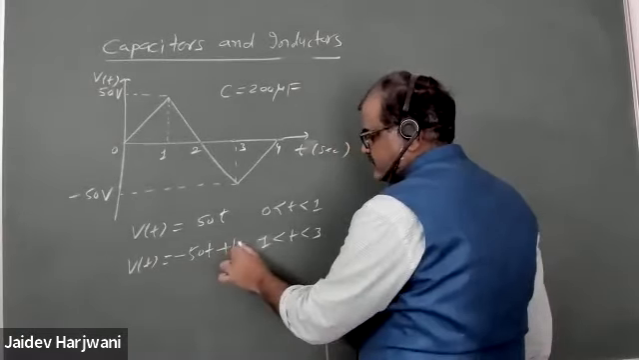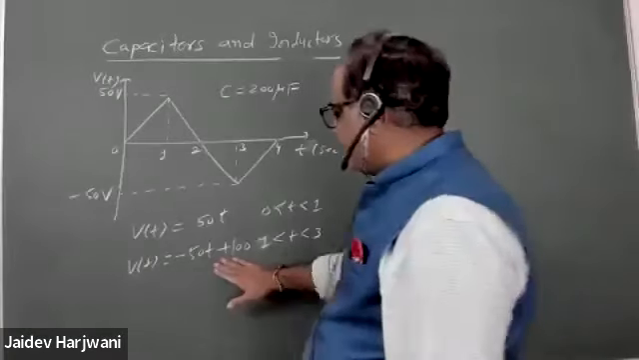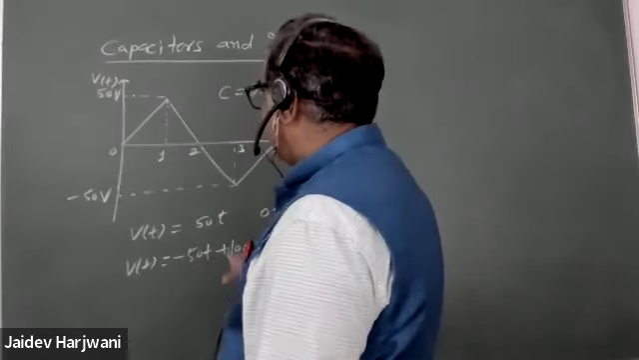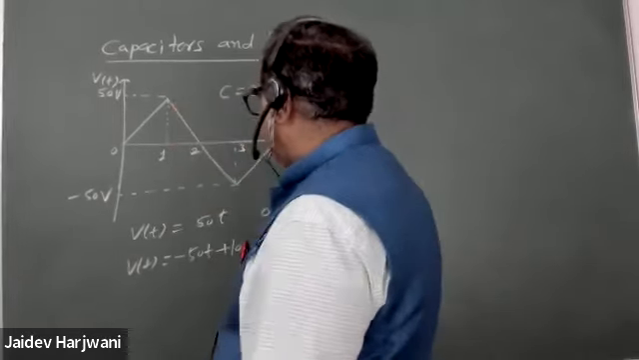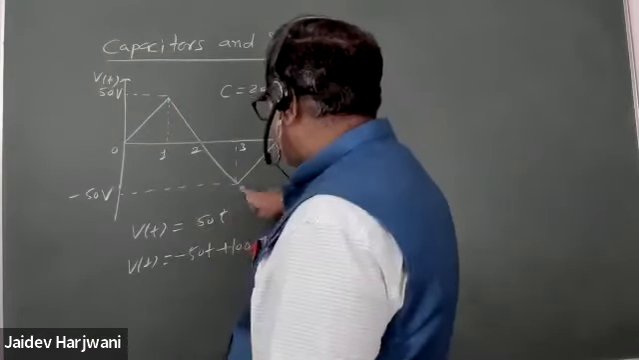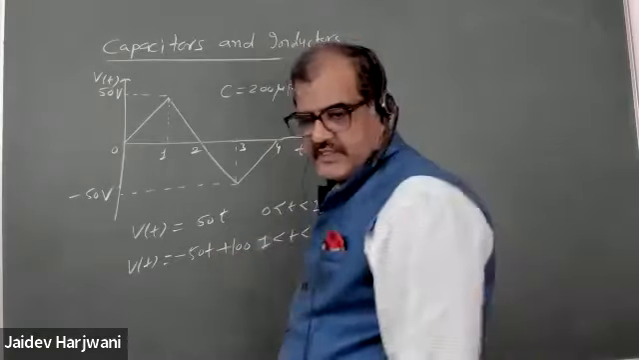So is this equation correct? Now you can check. At t equal to 1, you put 1 here: minus 50 plus 100. 50 is coming, sir. And at 2 this should be 0, zero is coming. At 3 what should come? It should come minus 50, it's coming minus 50. So that equation is correct.